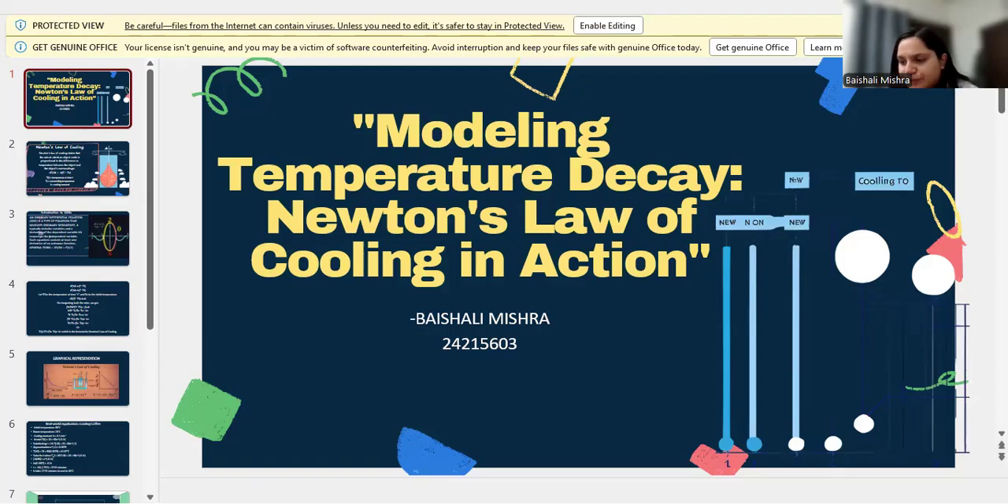Very good afternoon, everyone. Have you ever wondered, if you left a cup of hot coffee on the table, how it cools down quickly at first, but then slows down as it gets closer to room temperature? Or how detectives estimate the time of death based on body temperature? All of this is explained by Newton's law of cooling, which helps us understand how an object loses heat over time.